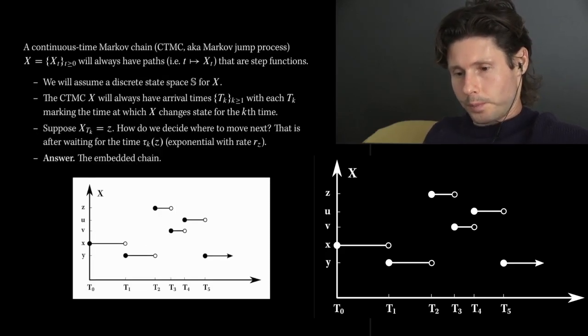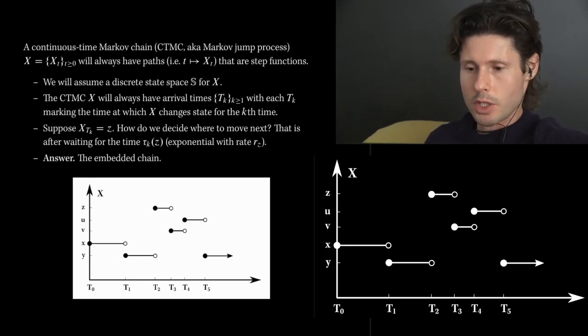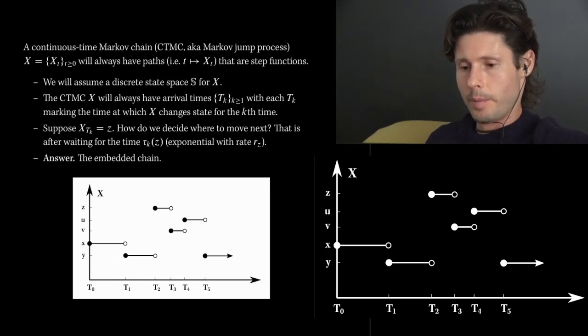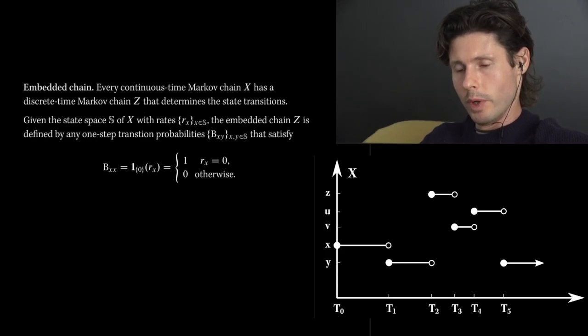Okay, now, how do we know where to move next? This is what's called the embedded chain. So we're going to have to actually use a discrete time Markov chain to let us know where to go. The exponentials are going to be saying how long we stay in a state. The embedded chain is what's going to tell us where we go next. This is, by the way, one reason why we don't have self loops.